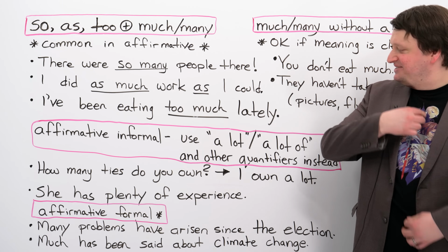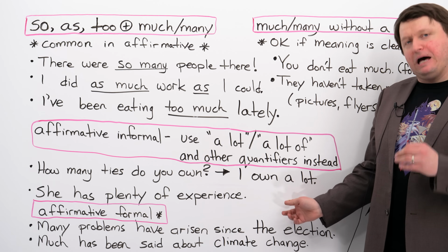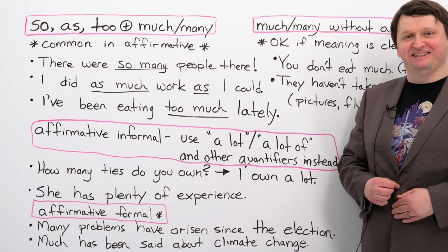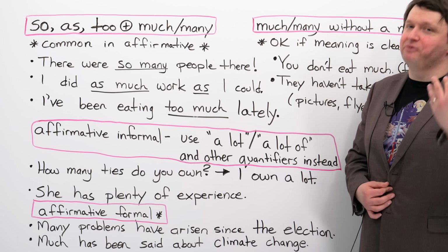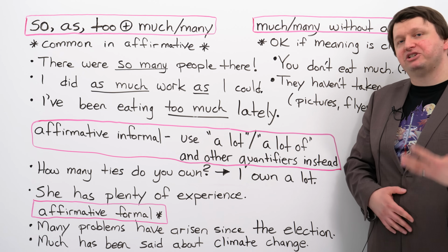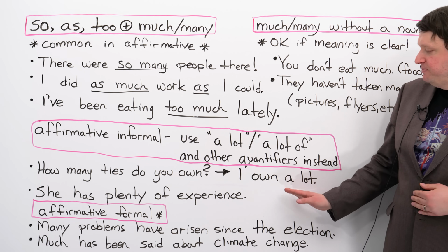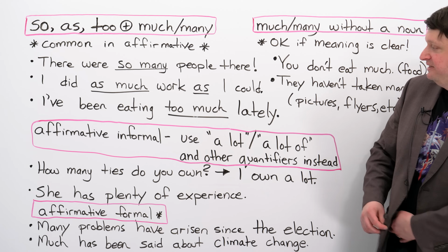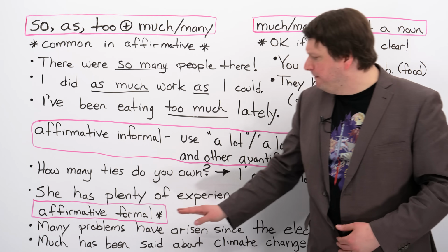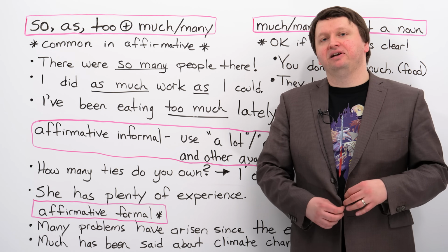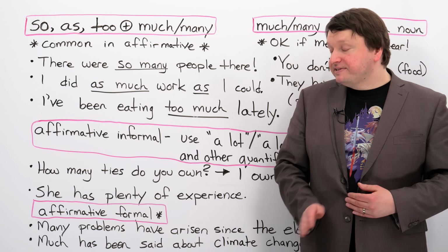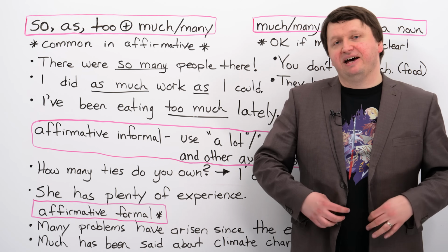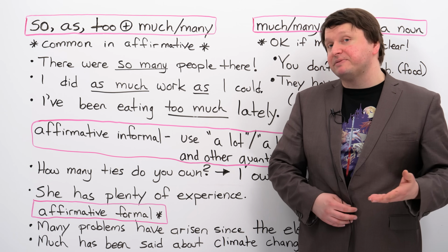So how many ties do you own? I own a lot. Now, you could say I own many, but it sounds very formal. So if you want to sound natural, informal, change many in this context to a lot. I own a lot. Okay? She has plenty of experience. Plenty of. You could say much. Experience is uncountable in this context, like work experience.